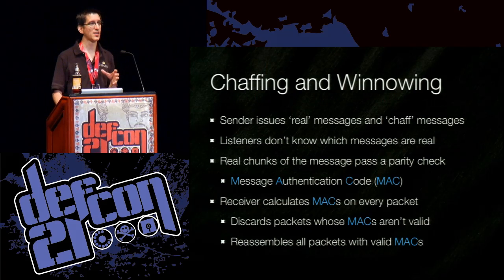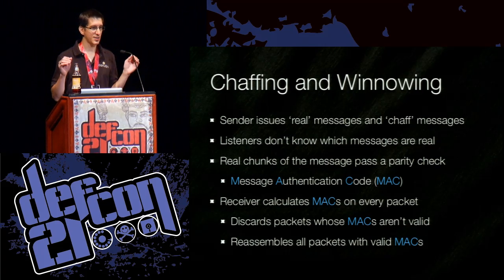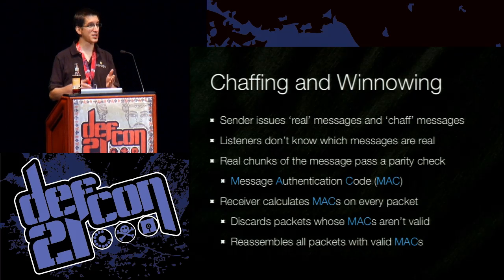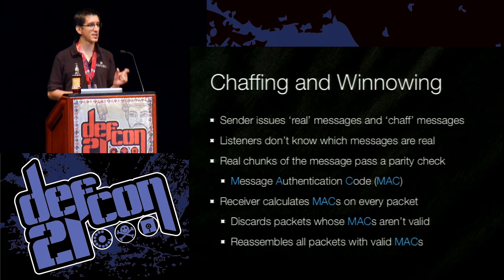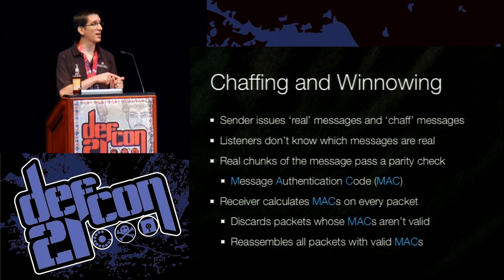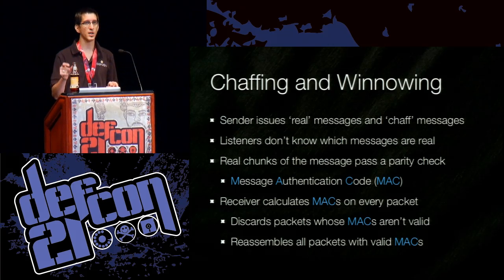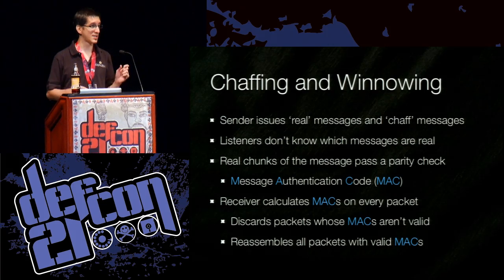What happens is the sender doesn't only send his message, he also sends a bunch of gibberish as well. So anybody who's listening sees the message and they see the gibberish all at once, and they don't really know which one is which. But the sender is very careful that whenever he sends a piece of the message that is truly part of the message, if you were to run a calculation on it, like a parity check or some other calculation on the contents of the message, it'll always come out to a certain value. And if you were to run the same calculation on one of the chaff packets or the non-message packets, it would not yield the same result.